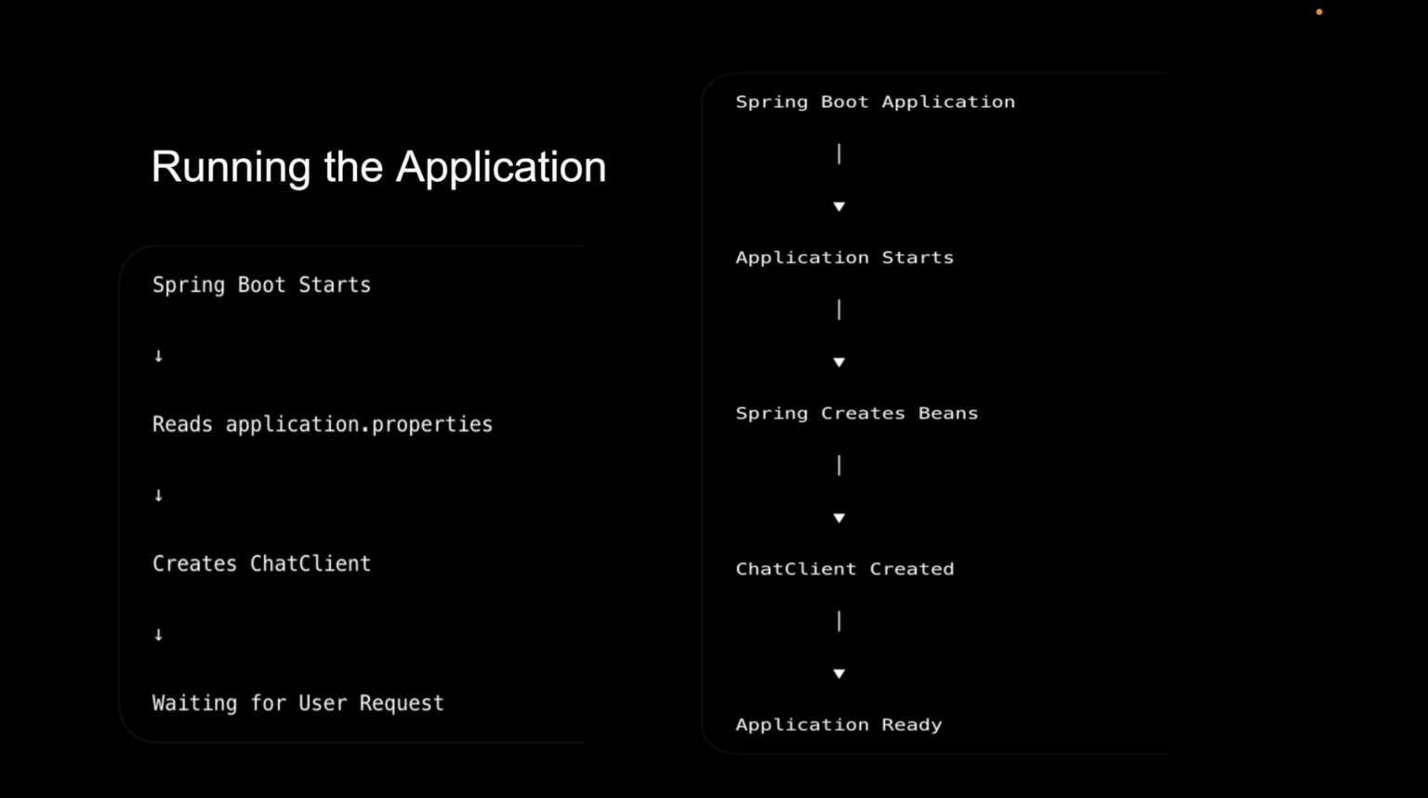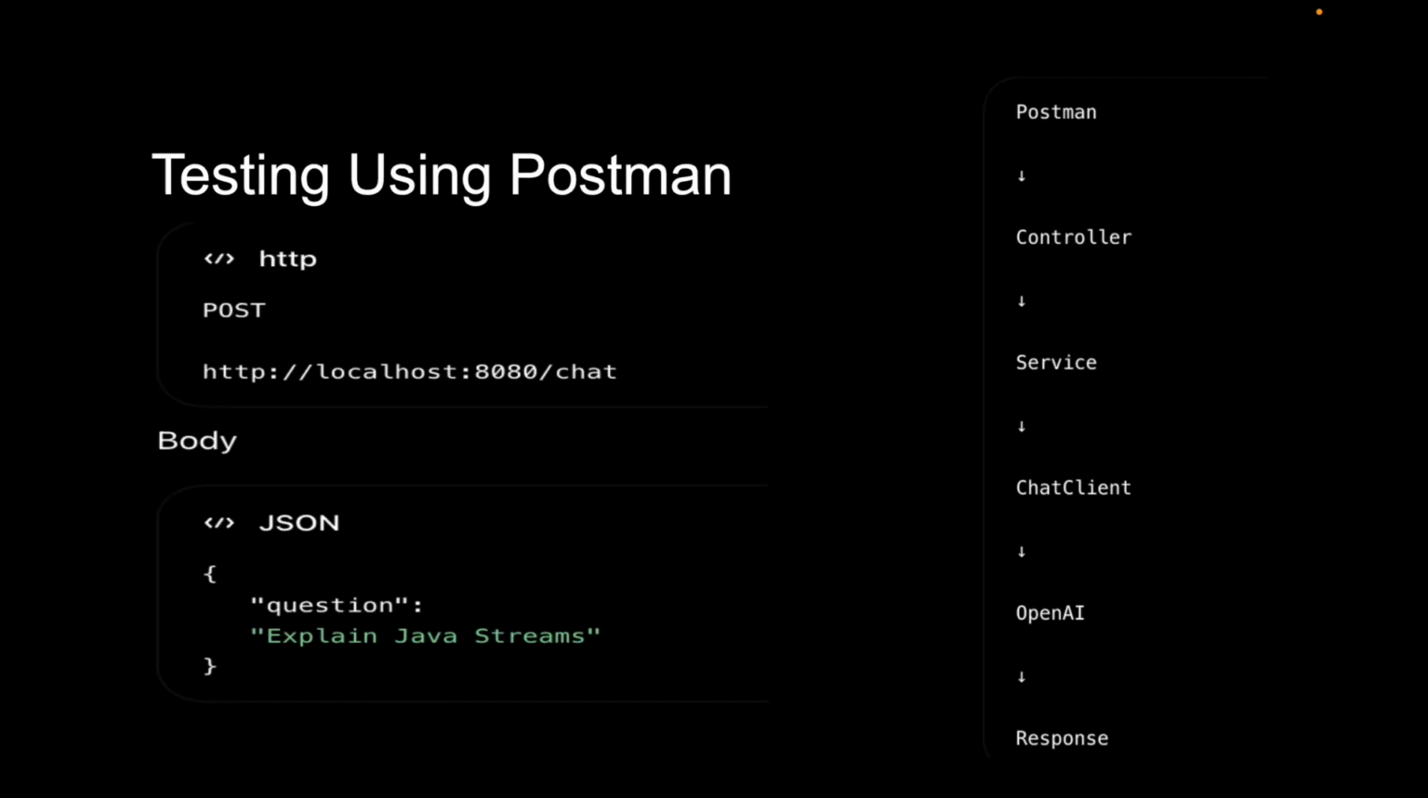Many developers think the API key is validated during application startup. Actually, OpenAI validates it only when the first request is sent. Our application is running. Now let's test it.